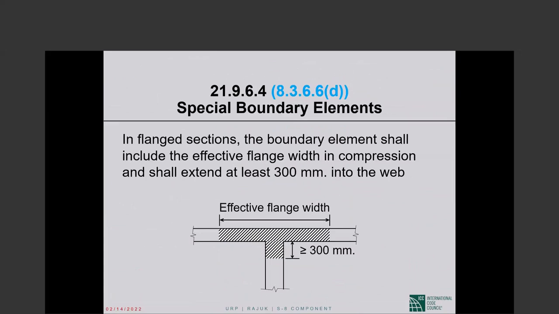If it is a flange section, then the boundary element shall include the effective flange width that we talked about earlier, and shall extend at least 300 millimeters into the web. So the specially confined boundary zone shall be as shown hatched in the figure, 300 millimeters into the web. And I always consider the 300 millimeters from the flange web interface, not from the end of the section.